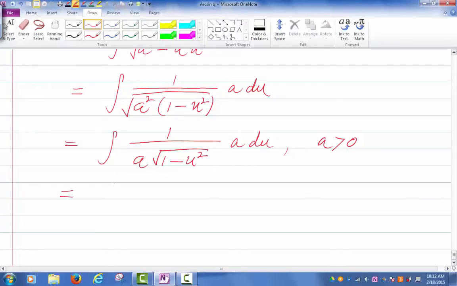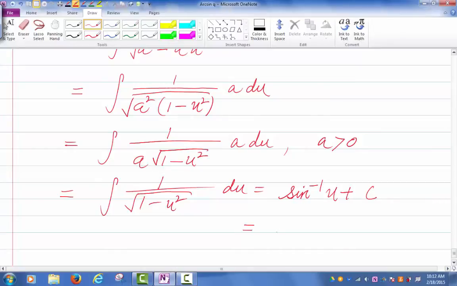So this is the integral of 1 over the root of 1 minus u squared du, and that is sine inverse of u. And then finally, we know that u is x over a. Okay. Is everybody okay with that?